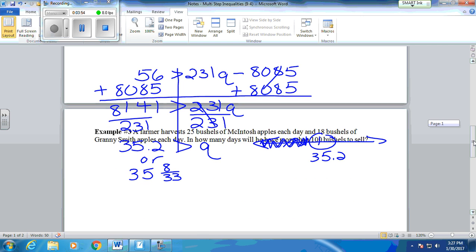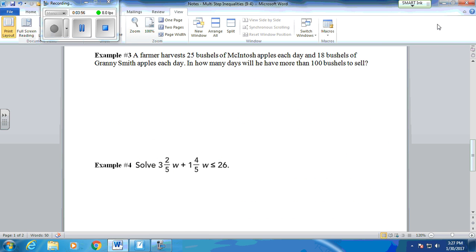Number 3 states that a farmer harvests 25 bushels of Macintosh apples each day and 18 bushels of Granny Smith apples each day. In how many days will he have more than 100 bushels to sell? Now I remember having a question similar to this, when they had that question, it made it sound like you couldn't have 2 variables in here. But this one, it's saying that there's 25 bushels of Macintosh apples and 18 bushels of Granny Smith apples, and he's just talking about how many days they'll have more than 100 bushels. So they're not really distinguishing the difference between Macintosh and Granny Smith.